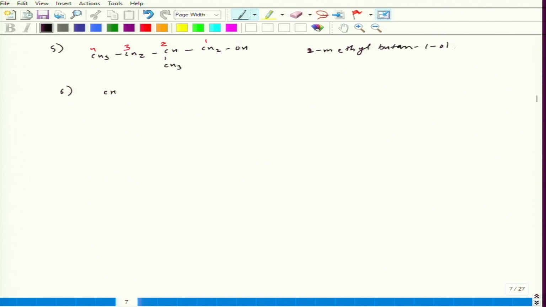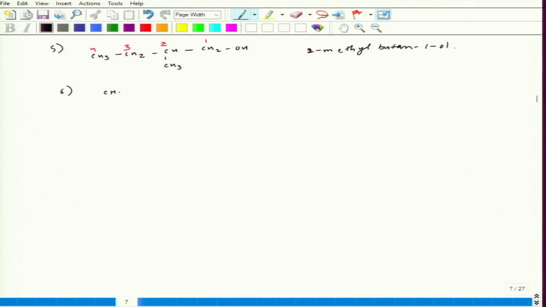Now let's try changing both positions, moving both the methyl group and the OH functional group, to make more permutation combinations, to see whether other structural isomers are possible or whether we have only 5 structures possible for this. So let's try moving both the CH3 and OH group. So this is C.